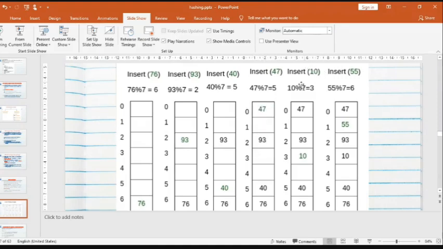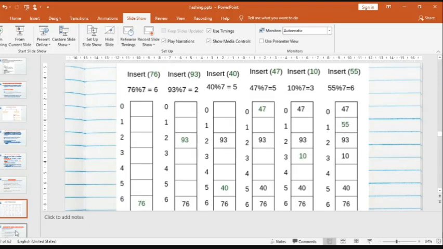The next number is 10. 10 mod 7 means what is the number? 3. So you can place 10 here. The next number is 55. 55 mod 7 means you got 6. The 6th location is already filled, 76 is there. So you have to search from the next location onwards. The 0th location is also filled. Then the next location is the first location, so you can put 55 here.